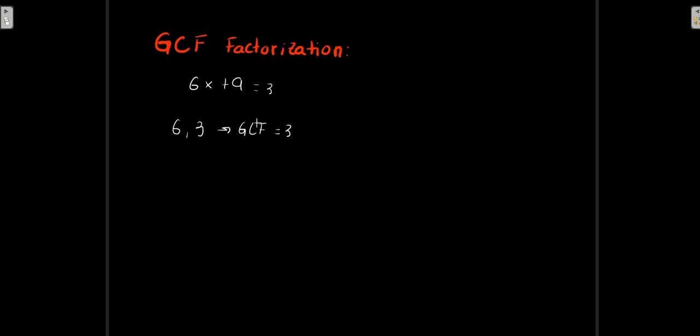And what do we multiply by 3 so that we get 6x? Well, we can multiply 2x. 3 times 2x is 6x. And then we can multiply by 3 so that we get positive 9. 3 times 3, it's positive 9. And that's it. Now we can distribute back to see if this gives us the same expression as before. We have 3 times 2x, 6x, plus 3 times 3, 9.